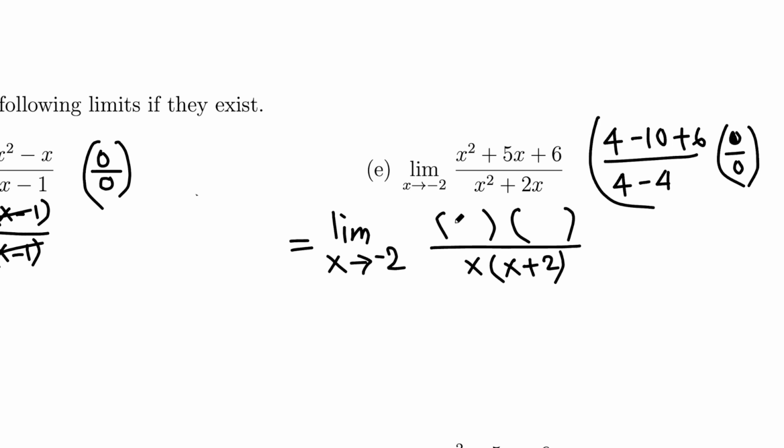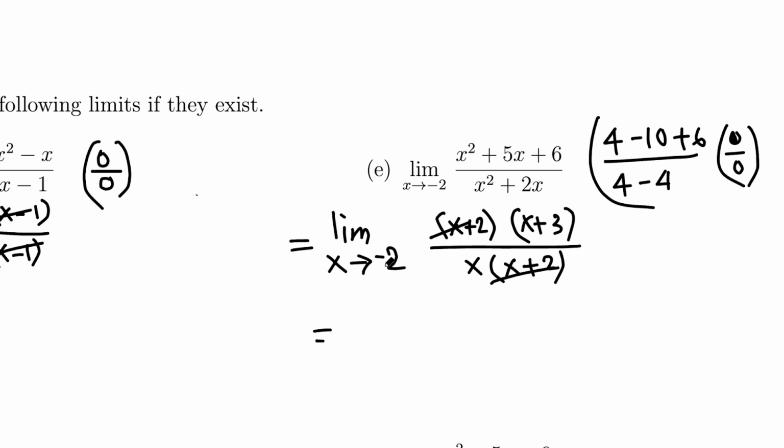So x squared, x, x. Now 6, 2 times 3, 6. 2 and 3 make 5. Everything plus. Okay, so plus 2 is a plus 3. So you factor in this way. Now we can see x plus 2 cancel.